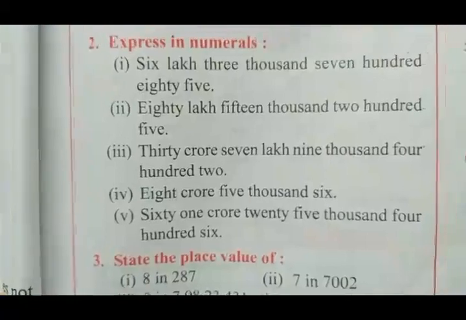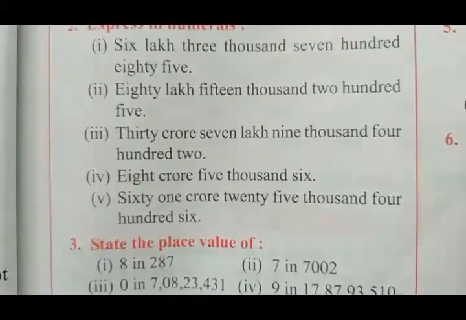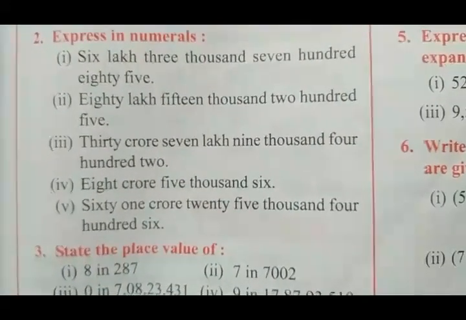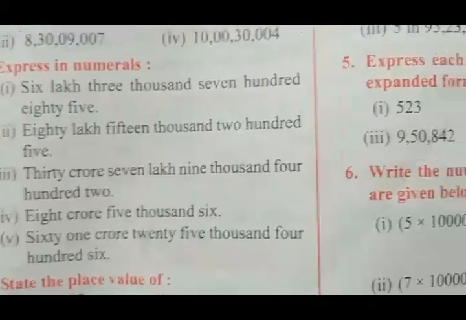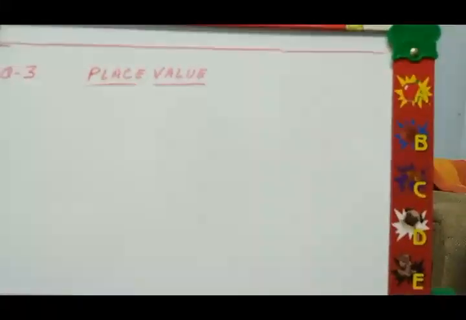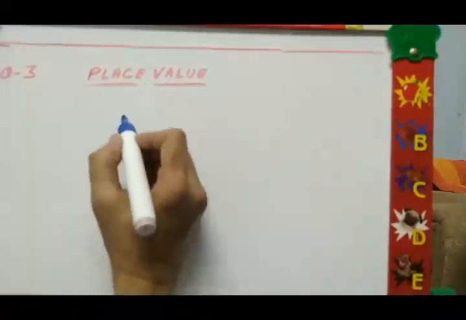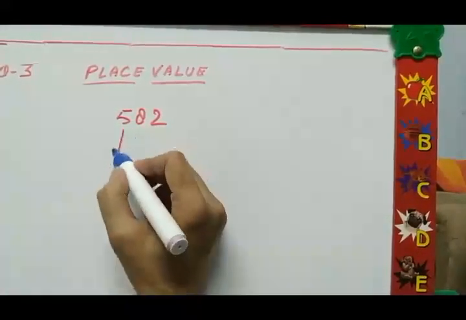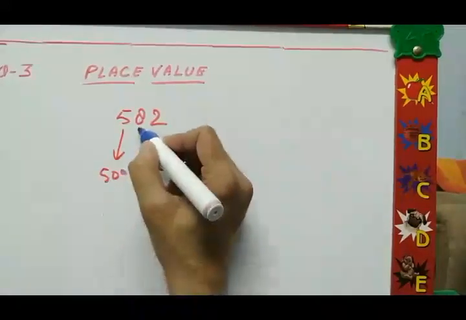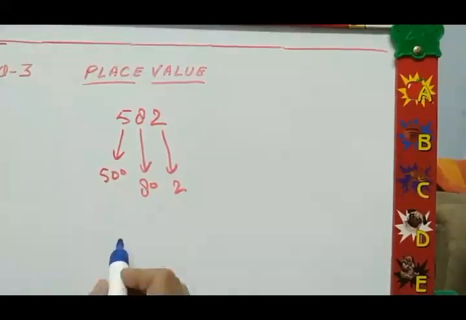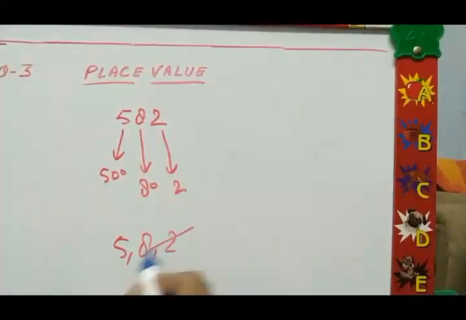Now question number 3: state the place value of, in the first part 8 in 287, in the second part 7 in 7002. Now the question is, what is place value? Place value is the value of each digit in a number. Let's take an example, 582. It is made up of 500 and 80 and 2 rather than 582. If you say that it is made up of 582, it is wrong.